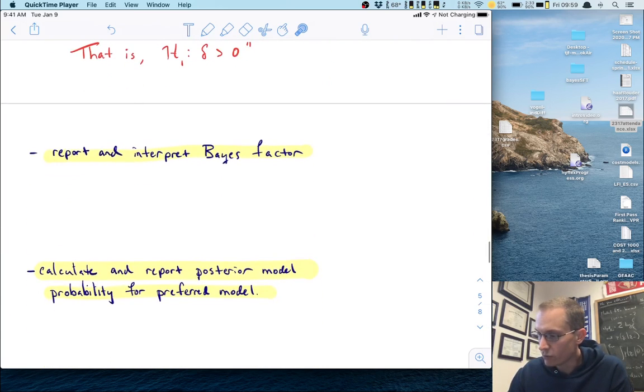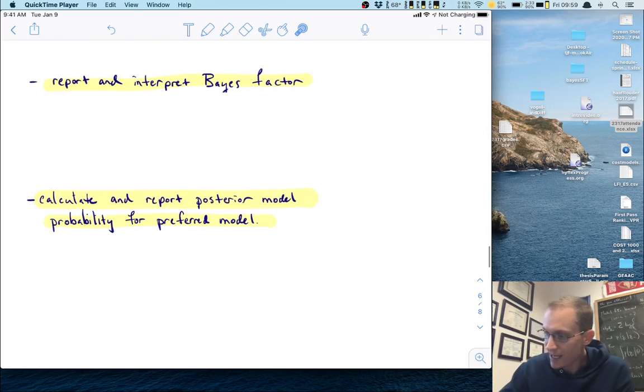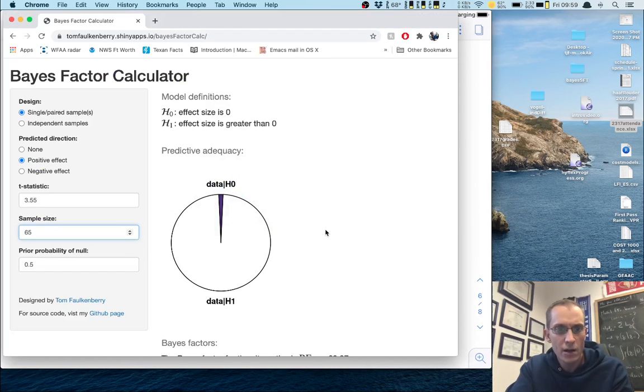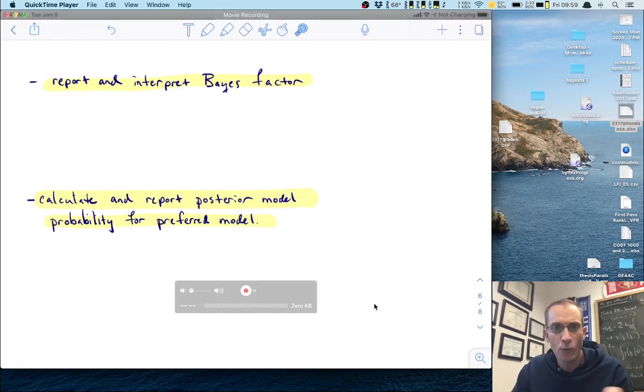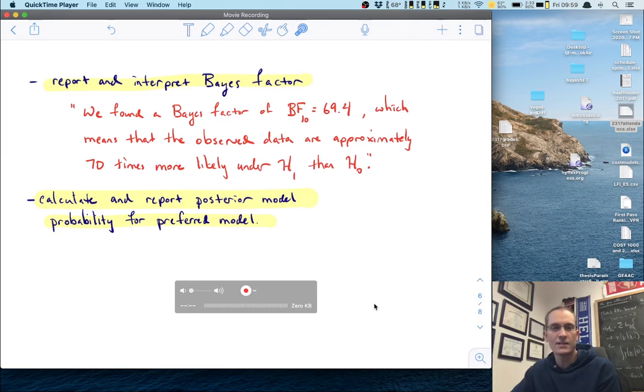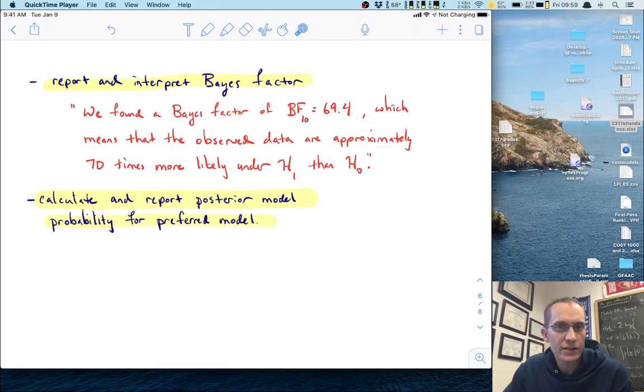We now are ready to report and interpret our Bayes factor. Okay, so let's just remind ourselves real quick, we got a Bayes factor of 69.37, or say 69.4. So we would write something like this. We found a Bayes factor of BF10 equals 69.4, which means that the observed data are approximately 70 times more likely under H1 than H0. So that's just a direct interpretation of the Bayes factor using that predictive adequacy interpretation.